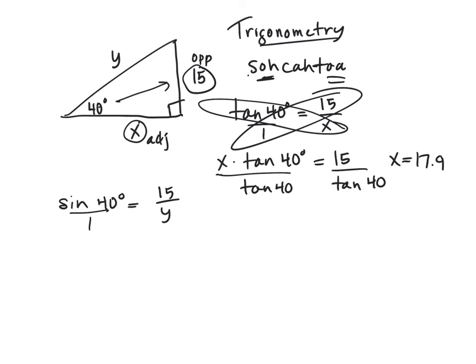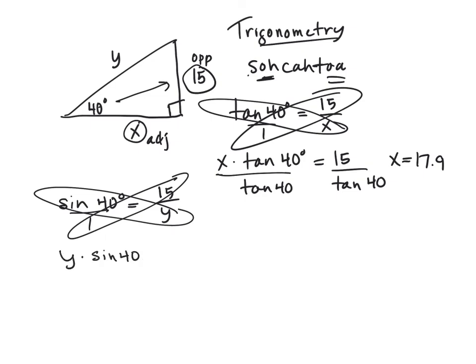And I'll put the sine of 40 over 1, and I'll cross multiply. So it's y times the sine of 40 degrees is equal to 15, and I'll divide both sides by the sine of 40 to get y by itself. And 15 divided by the sine of 40, rounding to the 10th, is about 23.3. So y would be 23.3.